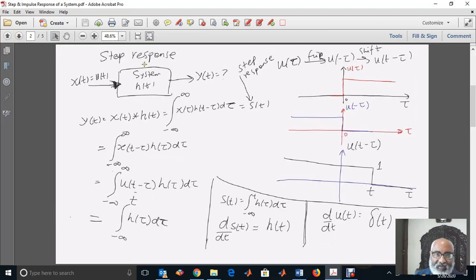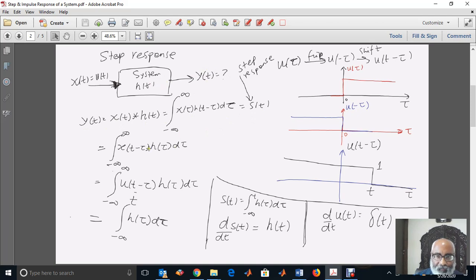Now, let's find the step response of the system. The step response means if I give u(t) to the system, which, as you know, is equal to 1 for t greater than 0 and 0 for t less than 0, a unit step function, then what is y(t)? Let's follow the steps of convolution. y(t) is equal to x(t) convolved with h(t), then from minus infinity to infinity x(tau) h(t minus tau) d tau.